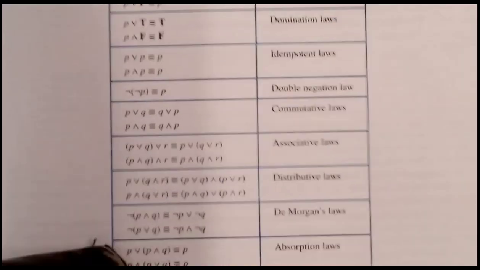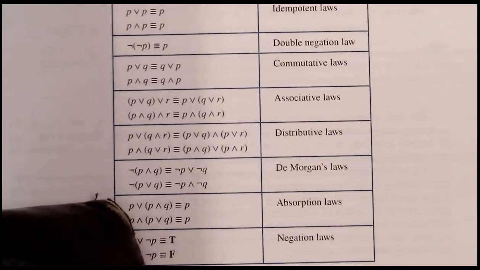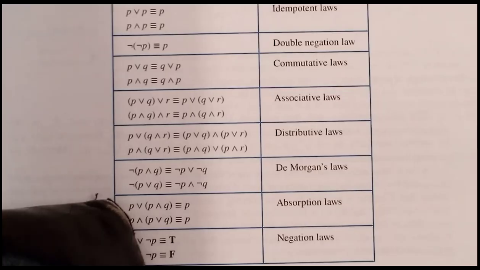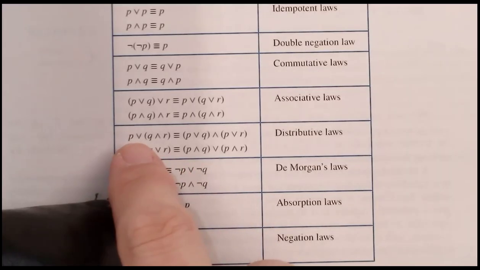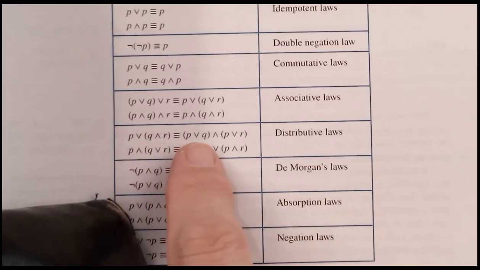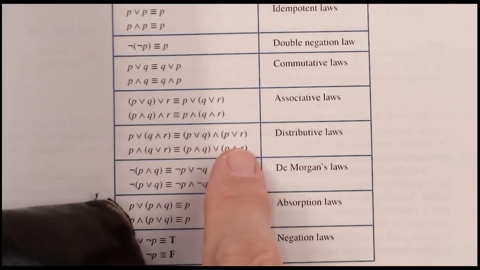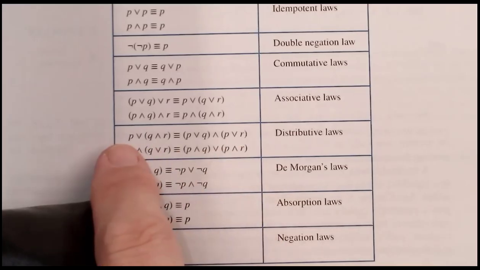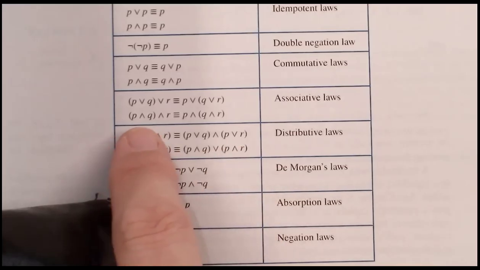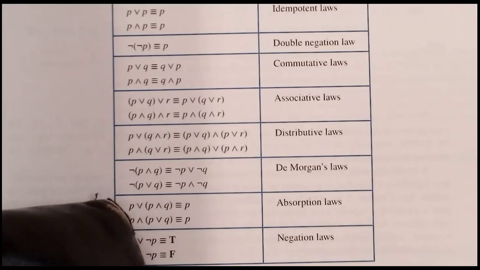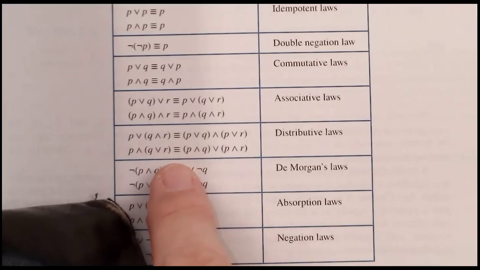Distributive rules. I can distribute across the parentheses. But when I distribute, I have to take not just the P, I have to take the operation with it. So this first one says P or Q and R. It becomes P or Q and P or R. Like I moved this whole expression across the parentheses and I left the and in the middle. Switch them around, and the same thing applies.